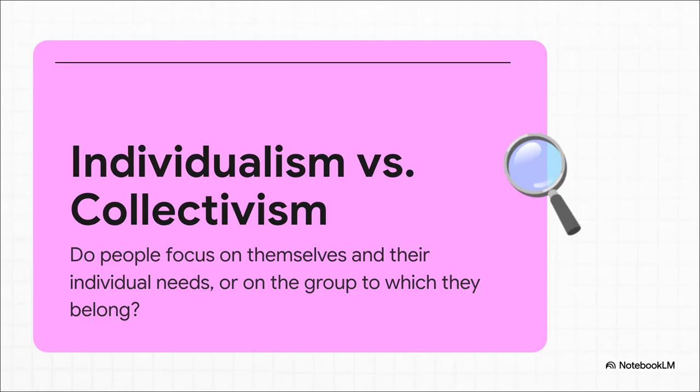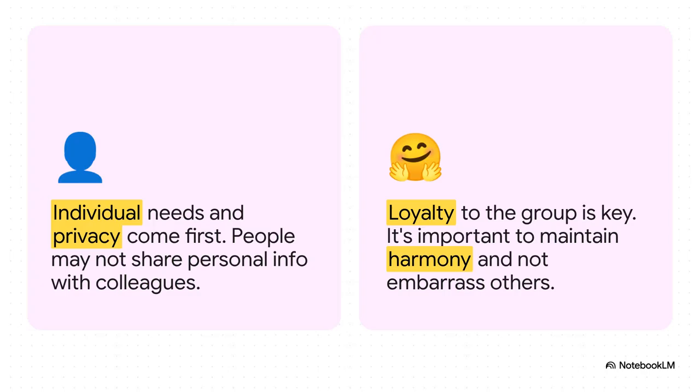Okay, the second dimension. This one shifts our focus from power to how we see ourselves. It's called individualism versus collectivism, and it really just boils down to one simple question. Is the focus on the I or the we? Let me put it this way. In really individualist cultures, it's all about your personal needs, your privacy. You're expected to give and receive direct feedback. But flip that around, and in collectivist cultures, loyalty to the group is everything. The goal is to keep the harmony. So, calling someone out publicly is a huge no-no because it could bring shame to the whole group.